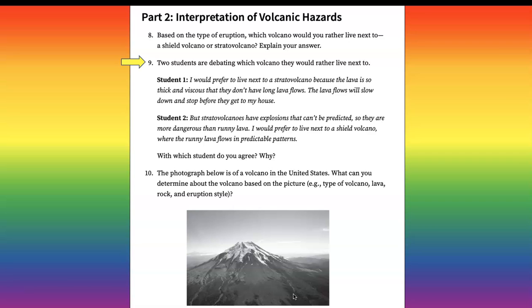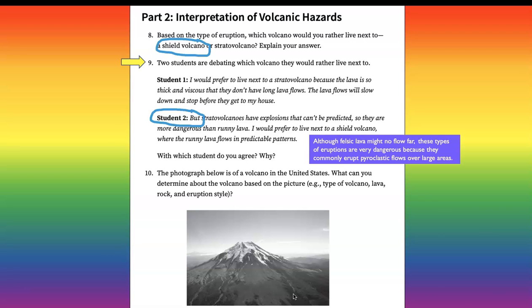Student 2 says, but stratovolcanoes have explosions that can't be predicted, so they are more dangerous than runny lava. I would prefer to live next to a shield volcano where the runny lava flows in a predictable pattern. So who do you agree with? Turns out that student 2 is right, and a shield volcano is a safer volcano to live by.